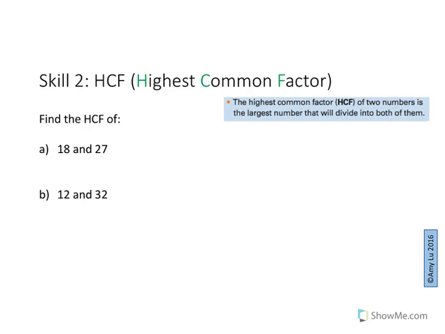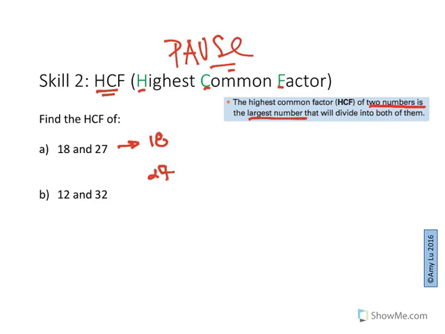Now, when I ask you to identify the HCF, I'm referring to the highest common factor. The highest common factor is when you're comparing two numbers and you find the largest factor that goes into both of them. So if we were to do 18 and 27, first I have to identify the factors of 18 and 27. So at this time, pause and identify the factors of 18 and 27.